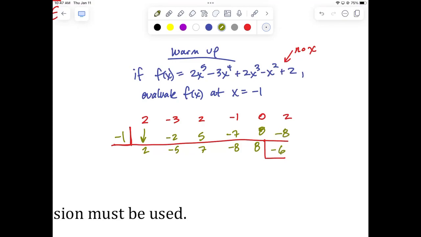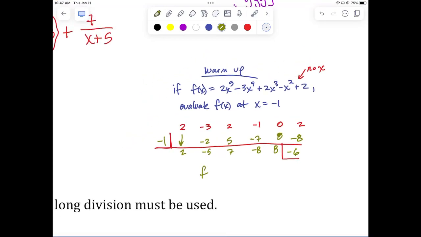And there's your answer. There's your answer. So f of -1 equals -6. And there is an ordered pair on that graph called -1, -6. There's a point on that graph of that fifth degree polynomial called -1, -6.